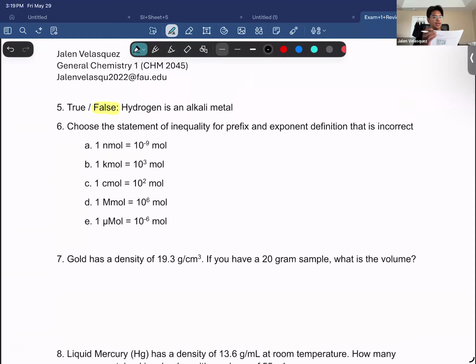All right. Number six here says to choose the statement of inequality. They should say equality, maybe. I think I made a mistake there.